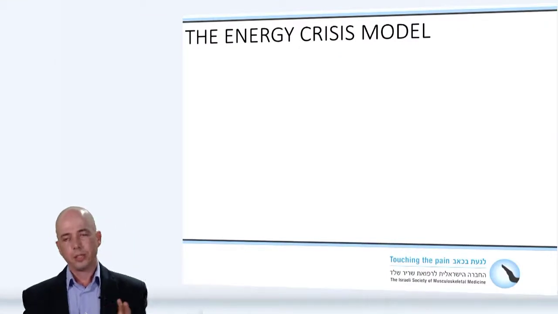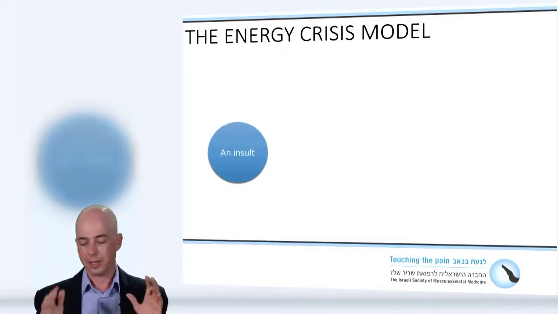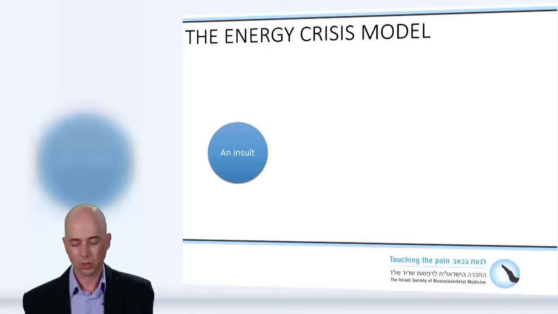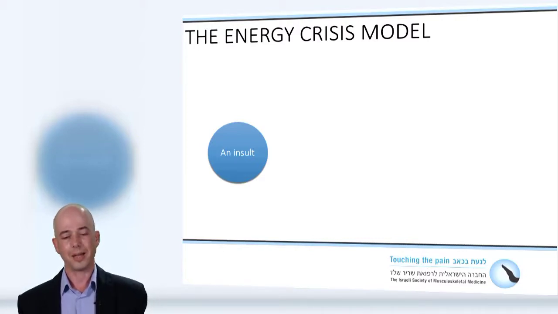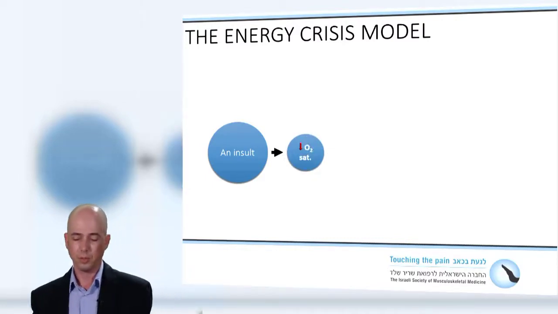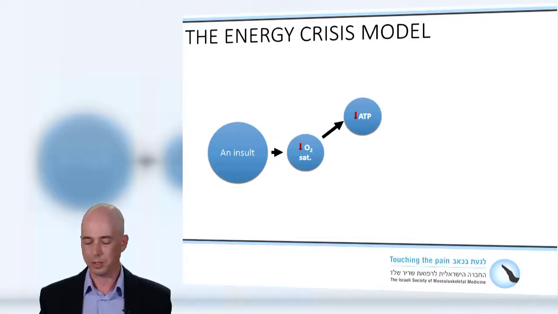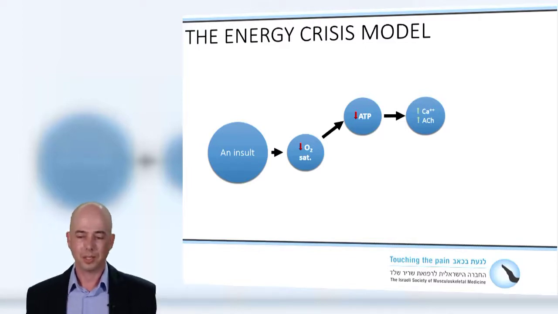So maybe now we can try to arrange things in a clear model: an initial insult to the muscle that causes it to contract for prolonged periods of time. It can be acute or chronic, but what it causes is a contraction that becomes anaerobic. This causes the levels of oxygen to drop, which causes two processes. The first is the depletion of ATP in the muscle, because oxygen is needed for ATP to be produced. And the lack of ATP causes an increase in calcium and acetylcholine.